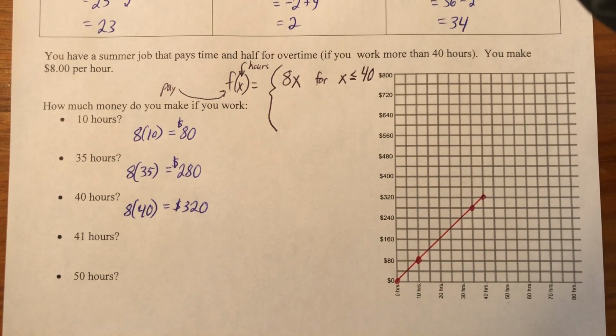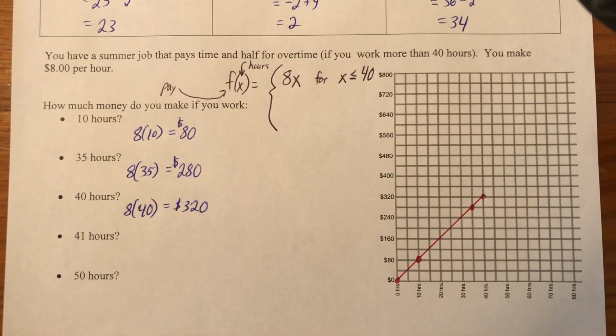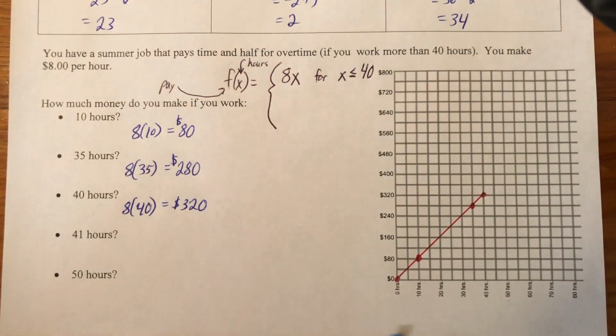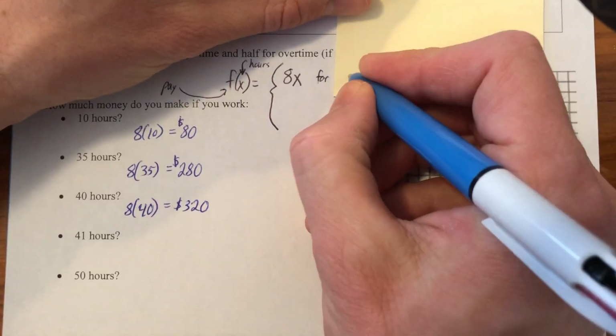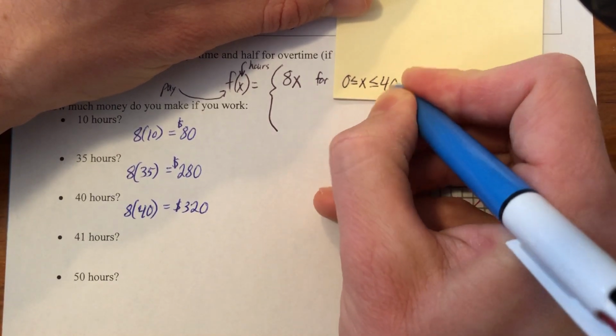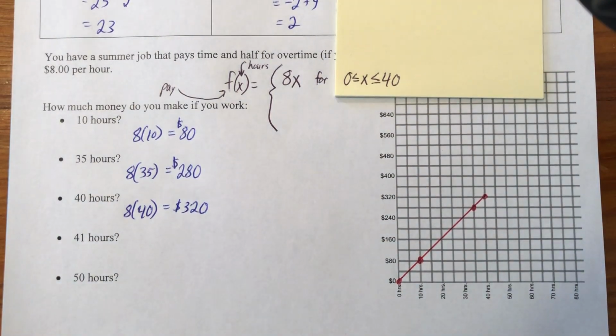So when I work up to and including 40 hours, then this is my pay. Now, if you want to get really picky about this, and I'm not, you could say that instead of saying x is less than or equal to 40, you could say this right here, it's between 0 and 40, and saying that it's between 0 and 40 just gives that common sense thing of, well, I can't work a negative number of hours.